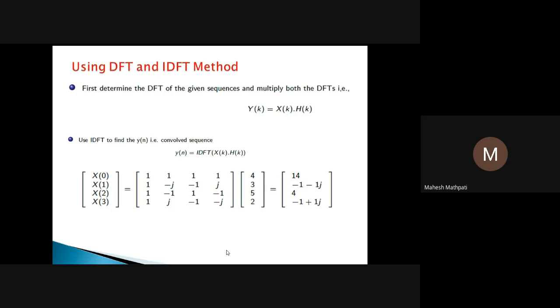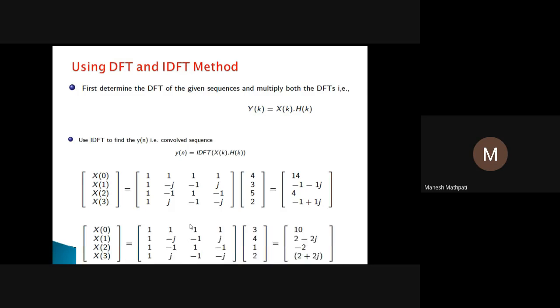So for the second equation, what is the answer? 10, 2 minus 2j, minus 2, and 2 plus 2j. Just check the answer. I want the same answer. Does everyone have this answer? Any confusion? Okay. This is the first point: we have calculated the DFT of the two given sequences. Then what is the next step?